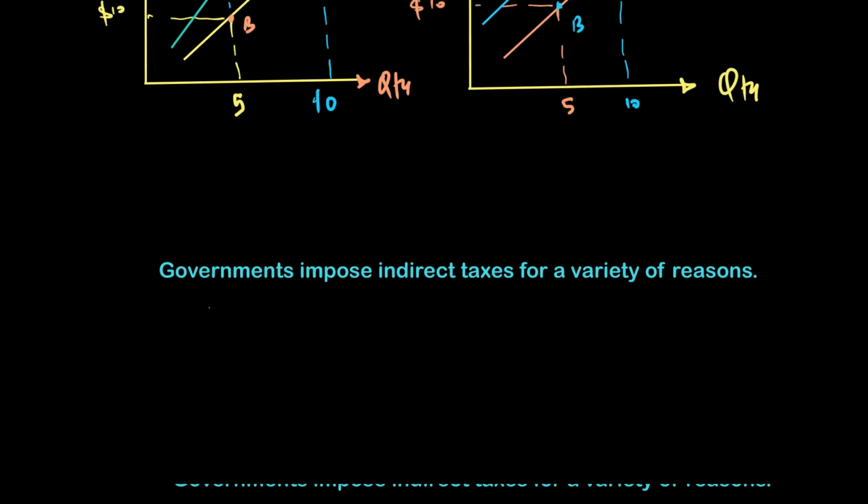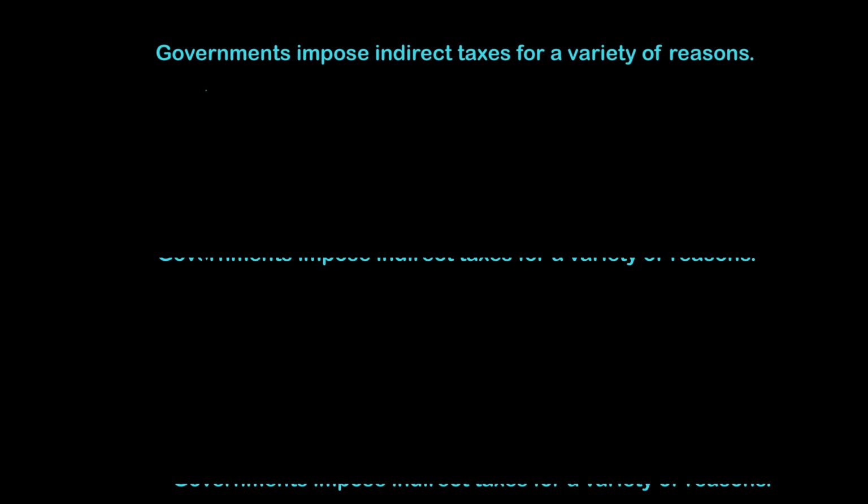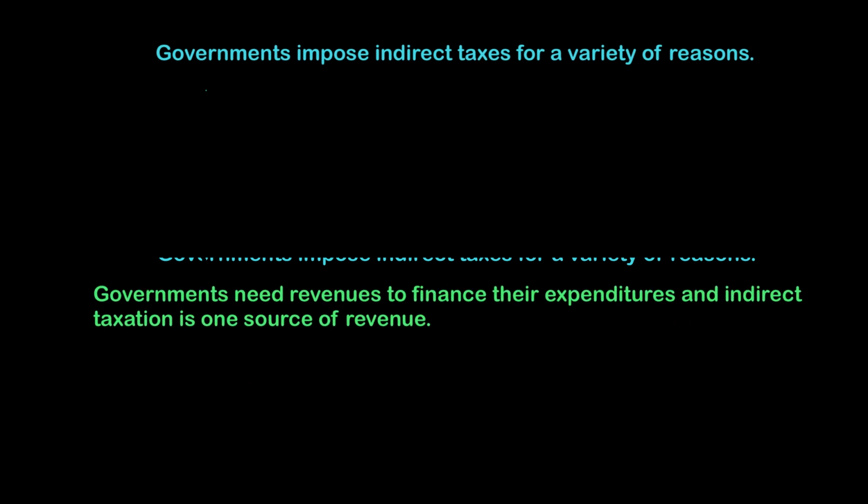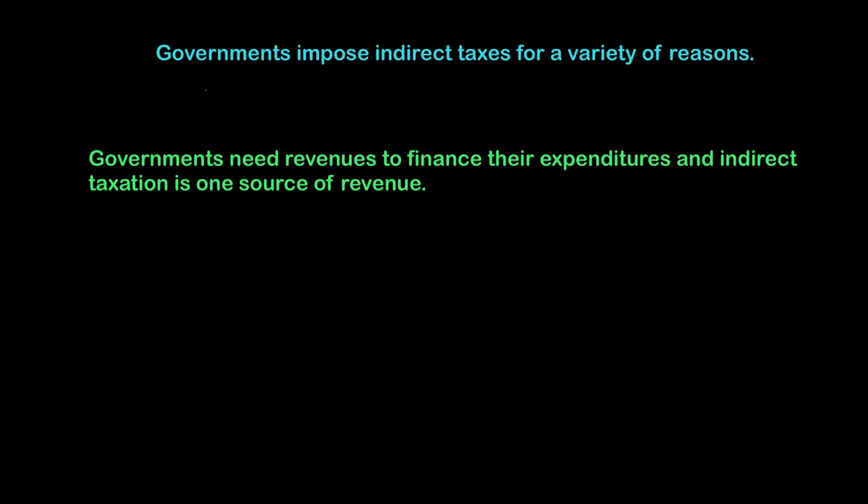Now let's look at why government puts indirect taxes to begin with. Well, there are a variety of reasons. The first reason is that government needs revenue to finance their own expenditure, and indirect taxation is one source of revenue. So as a source of revenue, the government will put these indirect taxes, and the money they have they can spend on public goods, merit goods, or their own expenditure.